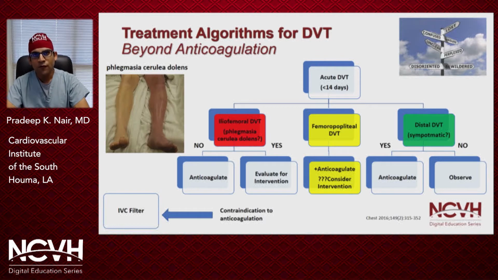Now, in the iliofemoral DVT space, what we look for is phlegmasia. And you can see a picture of someone with phlegmasia, significant indurated leg, pain, swelling. These patients, if it's present, can be evaluated for thrombectomy. Versus if they don't have it, most often the recommendation is to consider anticoagulation.